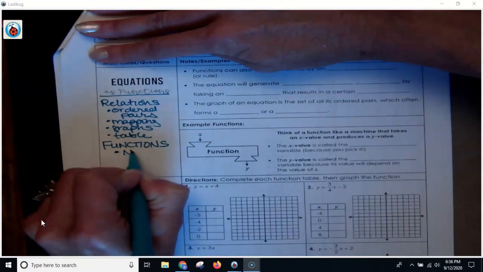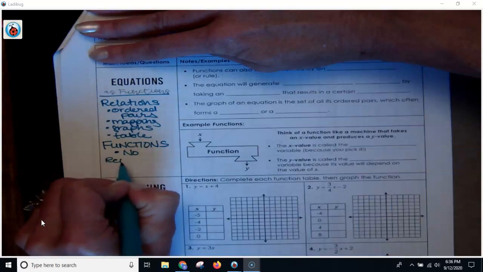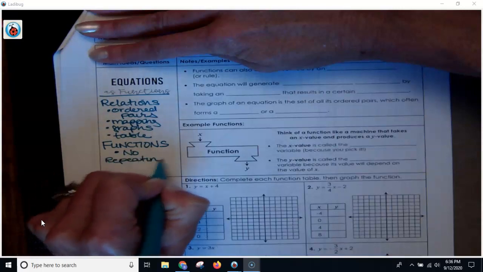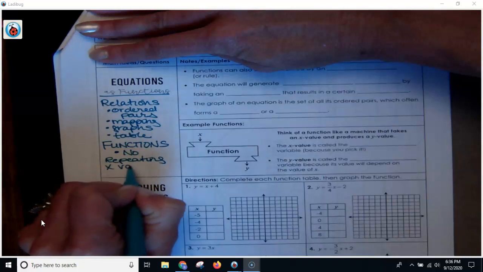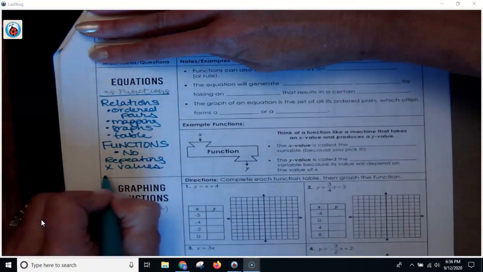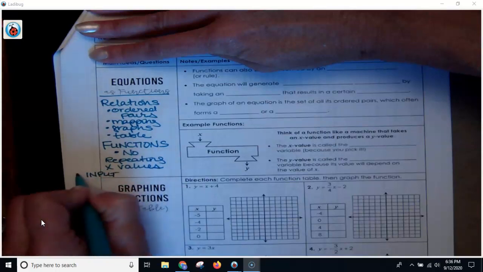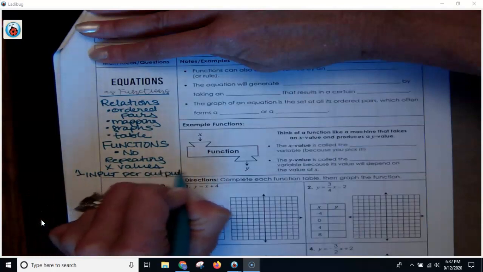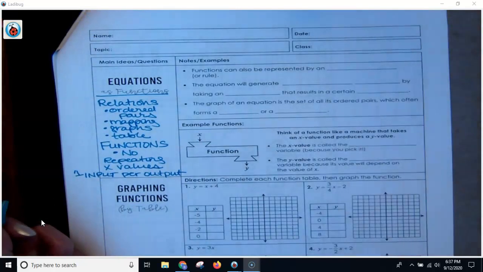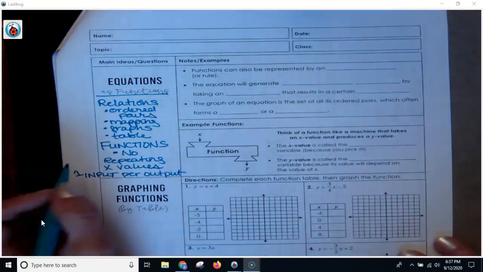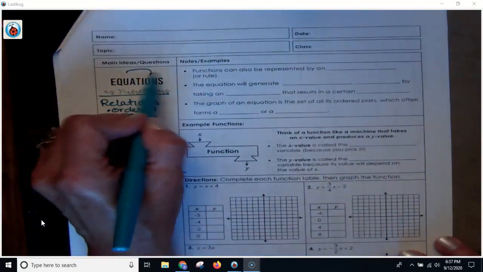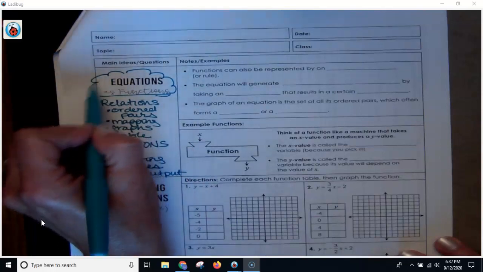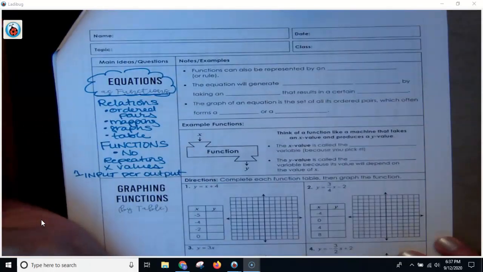when there are no repeating x values, meaning one input per output. So one input per output. All right. Now, we have not talked about equations as functions. So we're going to talk about equations now.